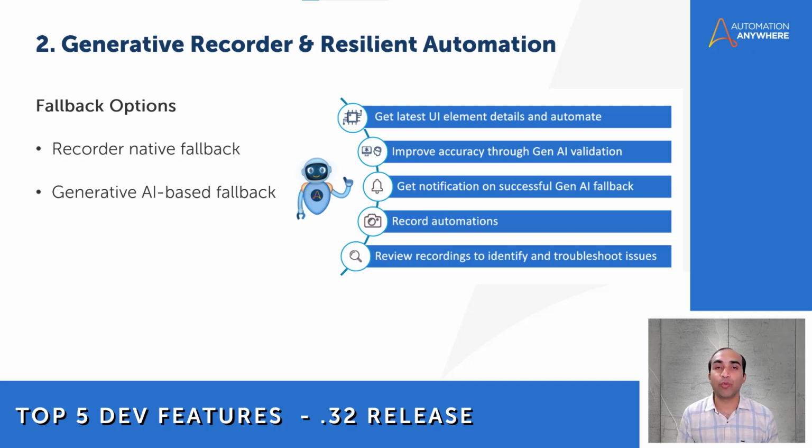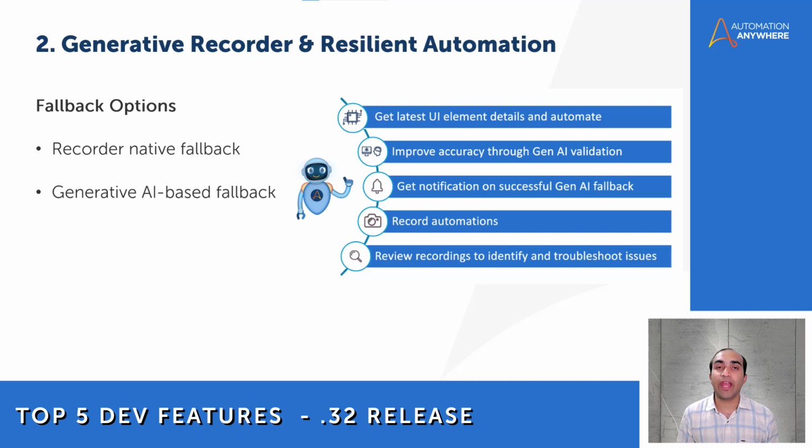If the object you want to perform an action on is not detected within the specific timeout, then you can leverage Gen AI-based fallback to get the properties of this object, thereby decreasing the possibility of the recorder action failure due to the changes in the UI elements or the dynamic properties.